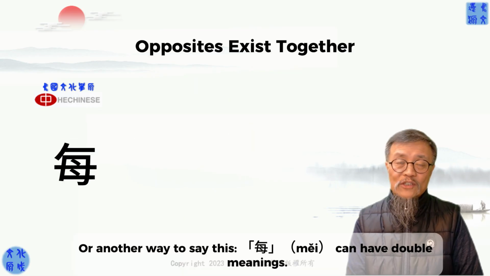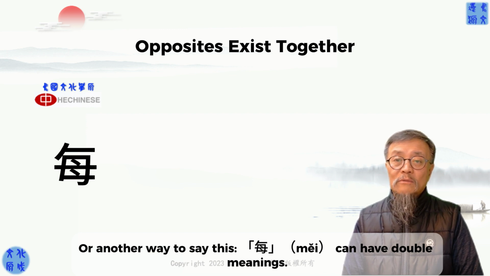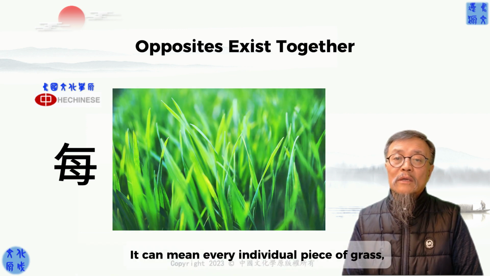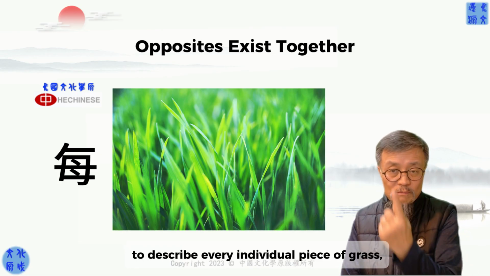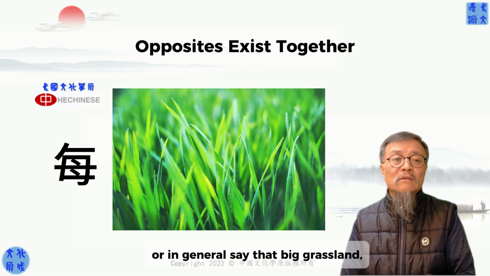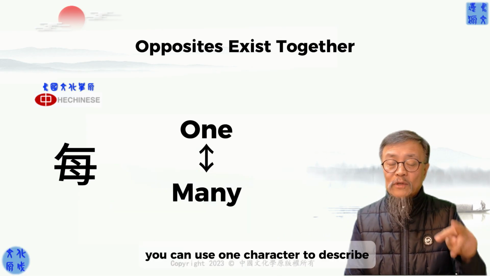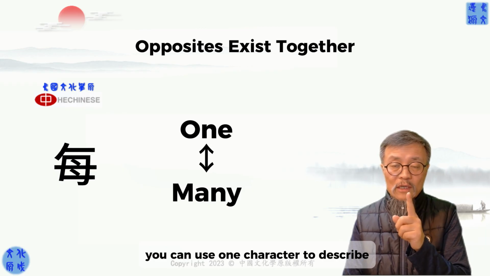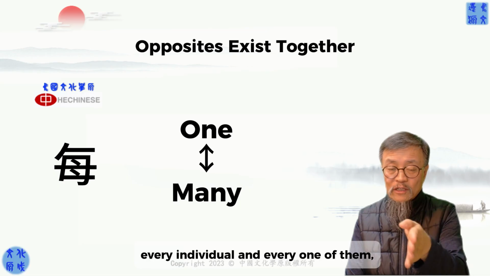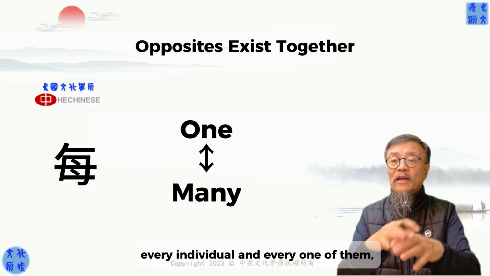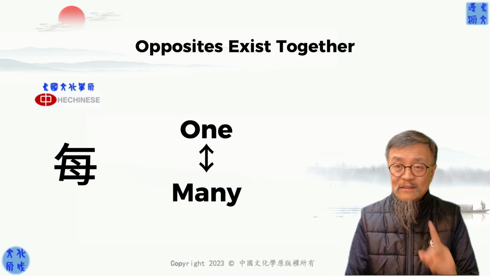Another way to say this: 每 has a double meaning. It can be every individual grass, describing every individual piece of grass, or in general a big grassland. One character can describe total opposites. This is a kind of opposite: every individual and everything, every one of them, or one of every one of them.